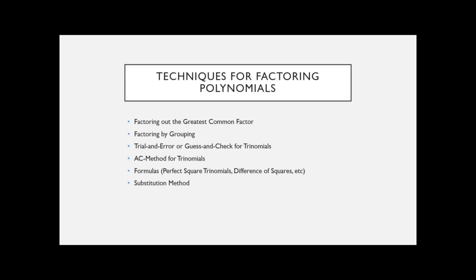Then we have some types of factoring that we can do with formulas. There's perfect square trinomials that have a formula. A difference of squares has a formula. There's different types of formulas or shortcuts that you can use, but they're only in specific situations. And then we have the substitution method, which also is used in specific situations.